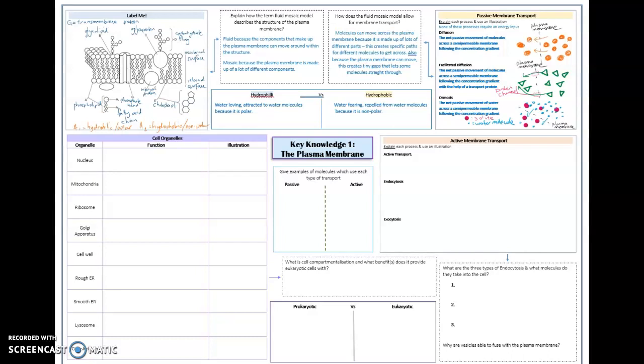All right, here's part 2 of Key Knowledge 1, the plasma membrane for VCE biology. So far we've looked at the plasma membrane, how it works, what hydrophilic and hydrophobic mean, and some passive transport. Let's move into active transport now.